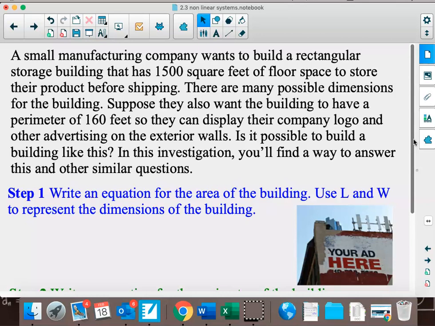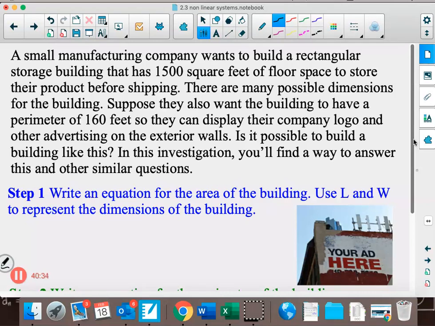So we need to write some equations to represent what's going on. If L is length and W is width, and we want 1,500 square feet of area, how could I write that as an equation? How do you calculate area? Length times width, right? So L times W has to equal 1,500. Perimeter has to equal 160.